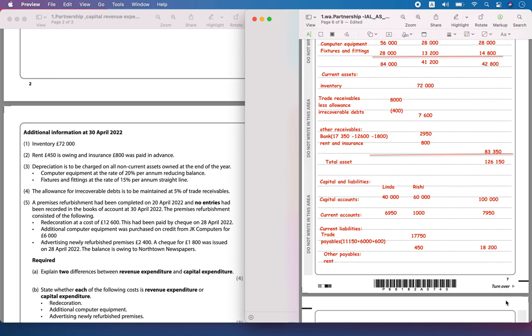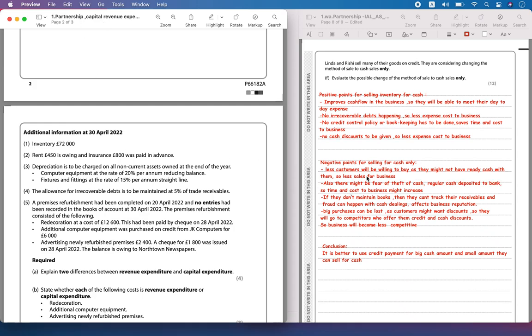Now let's add up the capital and the liability section. We have 100,000 plus 7,950 plus 18,200. So that will be equal to 126,150. If you get both the total assets and the total capital and liabilities the same, your answer is correct. They should balance out each other.